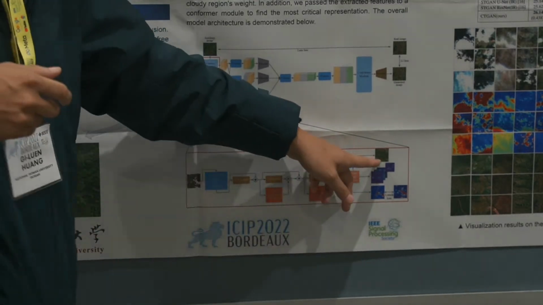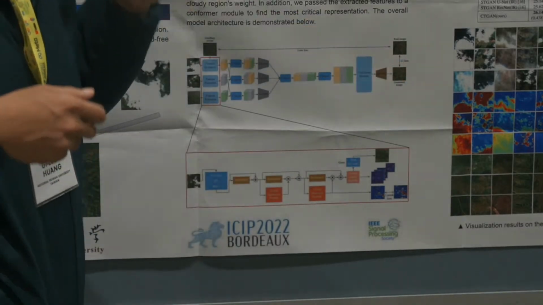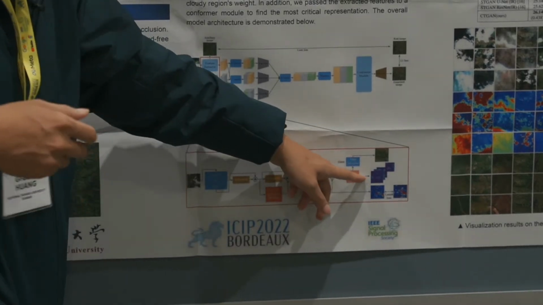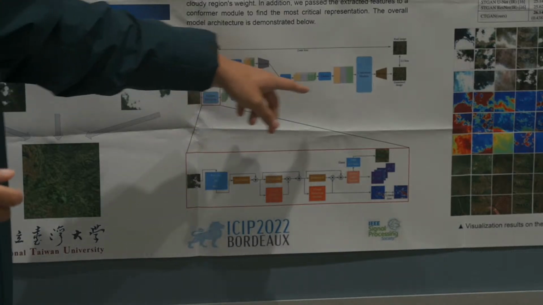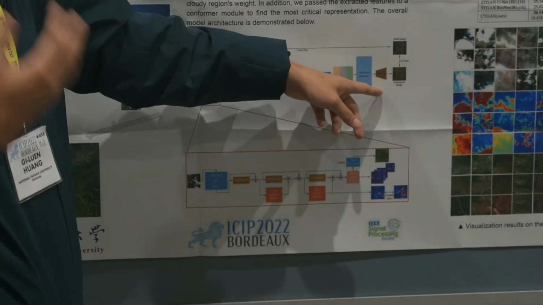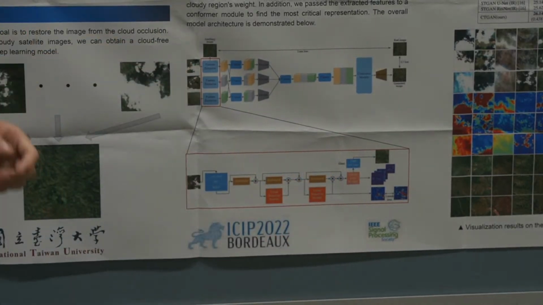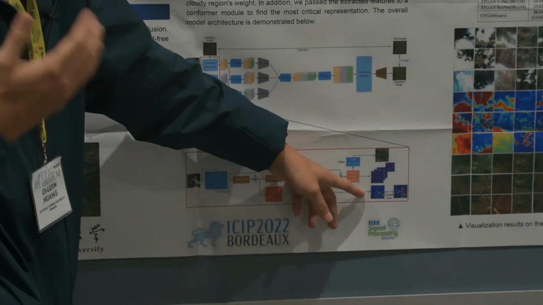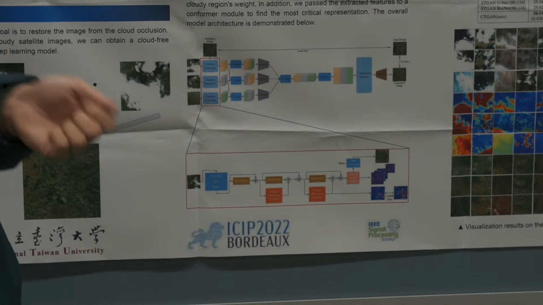This auxiliary image is used to compute the L1 loss against the corresponding cloud-free image. The feature map passes through the encoder and decoder architecture to generate the corresponding cloud-free image. The cloud mask is used to compute the mean square error against the corresponding cloud mask to get the location of the clouds.